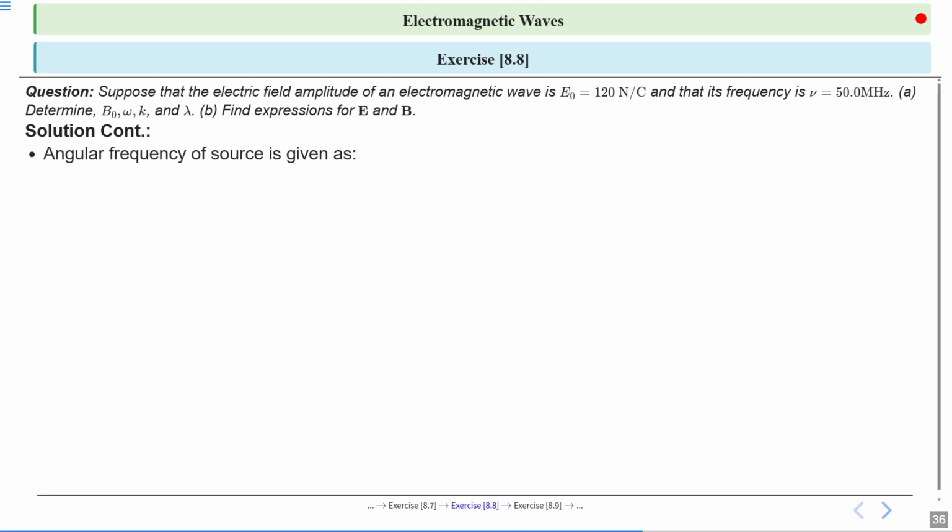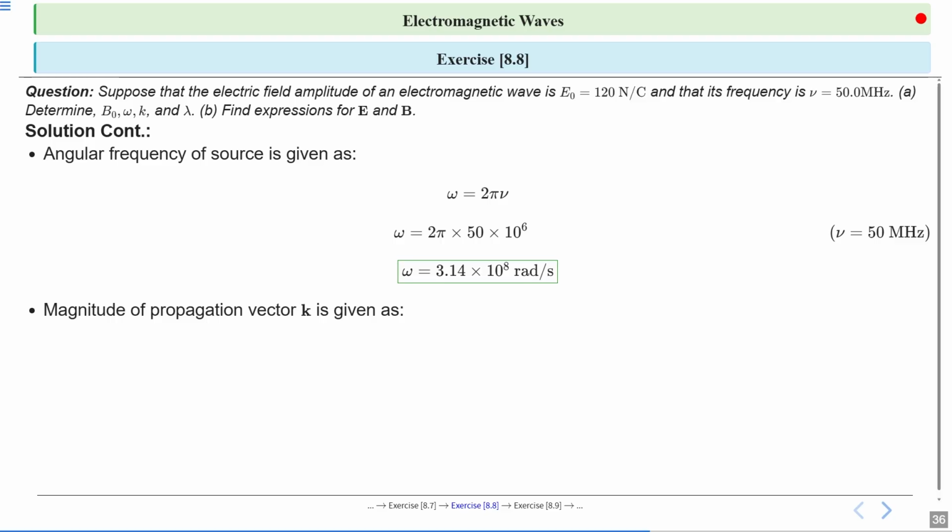So the angular frequency of the source is given as omega equal to 2 pi nu. Nu is given, so we can calculate omega. Omega is equal to 2 pi into 50 into 10 raised to 6, after putting the value of nu and pi. So omega is equal to 3.14 into 10 raised to 8 radian per second.